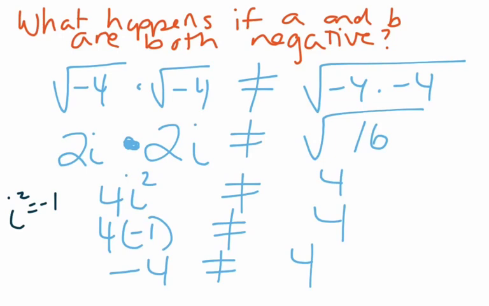But what's going to happen on the left is you're always going to get something with an i, and the i is always going to end up squared, and it's going to make your answer negative. What's always going to happen on the right is the two negatives are going to multiply together to give you a positive, and the negative goes away. So it's always going to come back on the left. It's never going to come back on the right, and it's never going to be equal. So if A and B are both negative, this property doesn't work.